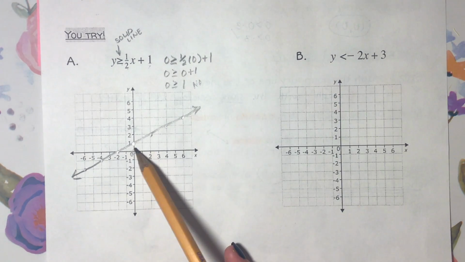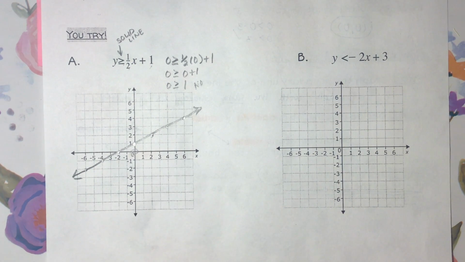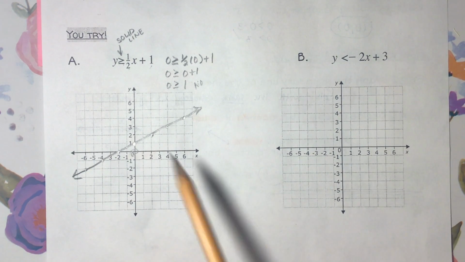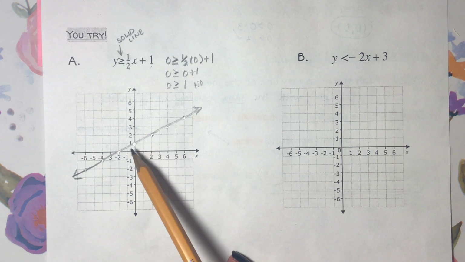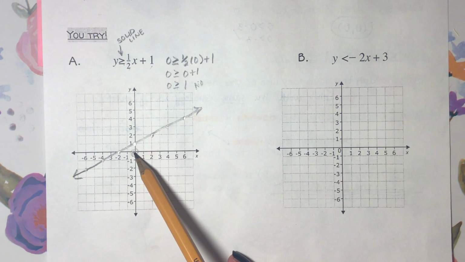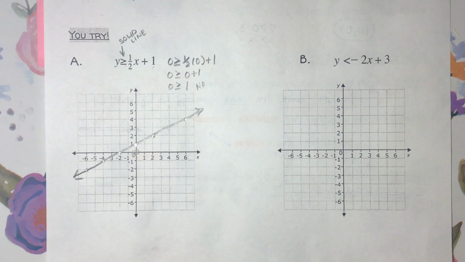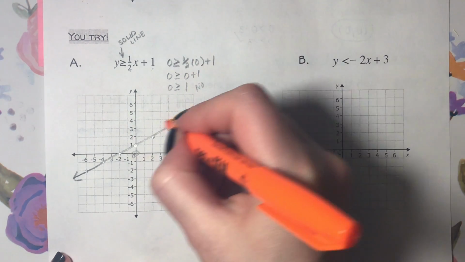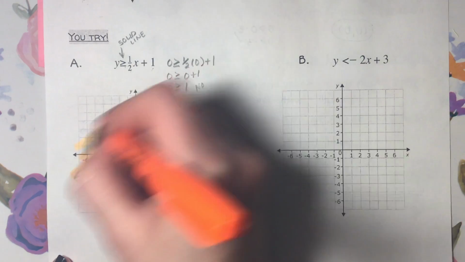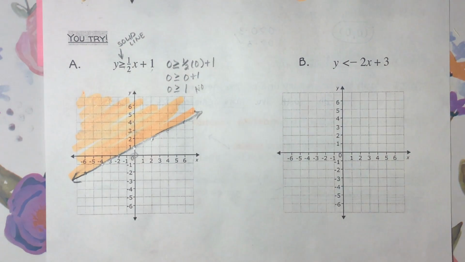So right here is where that solution is that I just tested. I tested, is the coordinate 0, 0 an answer? No, it is not. So that means the bottom of the graph is not the solution. The top of the graph is. My answers are going to be above the line or on the opposite side of the origin.